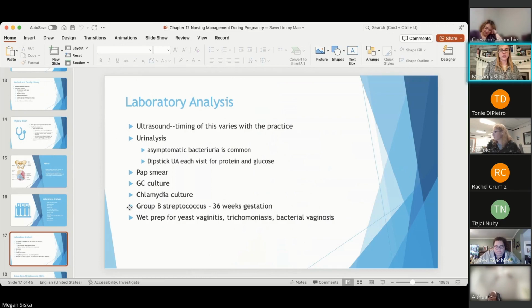GBS, group beta strep, is something that we do at 36 weeks, so not at the initial visit. And then if she is having any abnormal discharge or odors or itching, we could also do a wet prep to check for yeast, trich, BV, things like that.